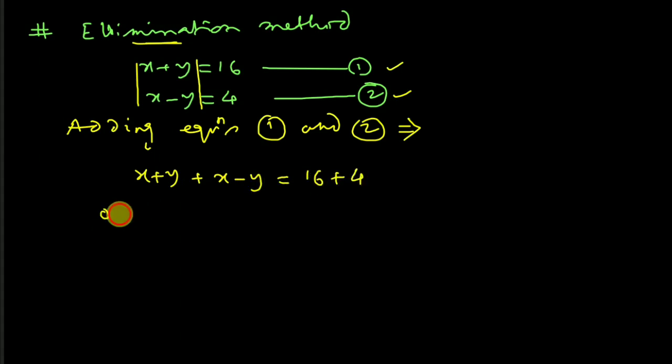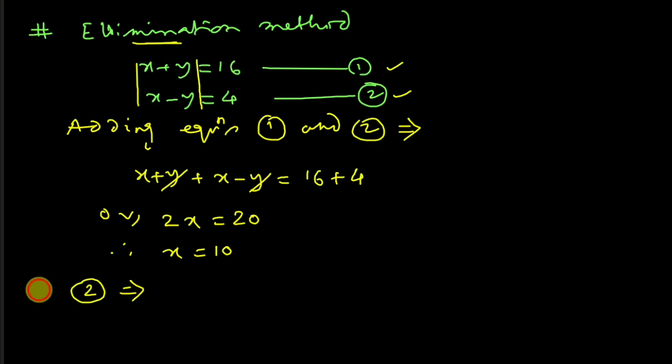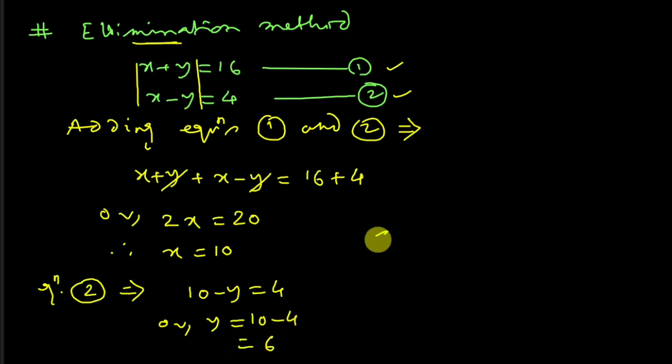So you observe carefully, y is cancelled. So x plus x is equal to twice x, 20. Therefore, x is equal to 20 divided by 2. This is 10. So in any one of the equations, you can put the value of x, say in equation 2. If you put x is equal to 10, so this is 10 minus y is equal to 4, or y is equal to 10 minus 4. So the result is 6. So the solutions are x is equal to 10 and y is equal to 6. This is the method of elimination.